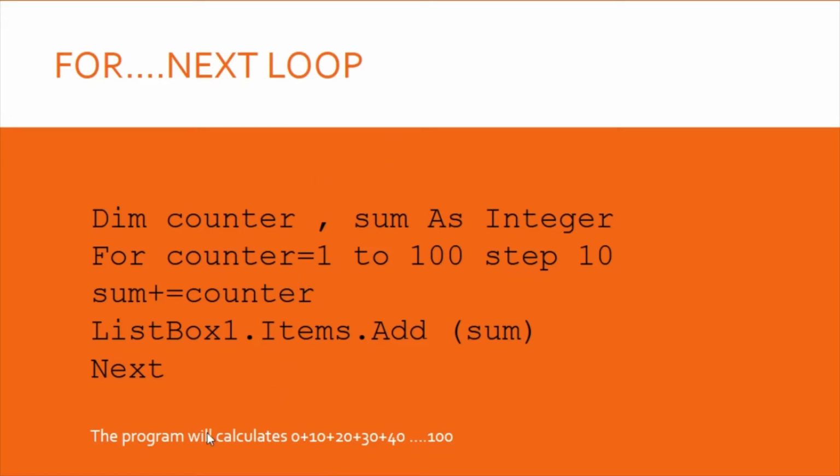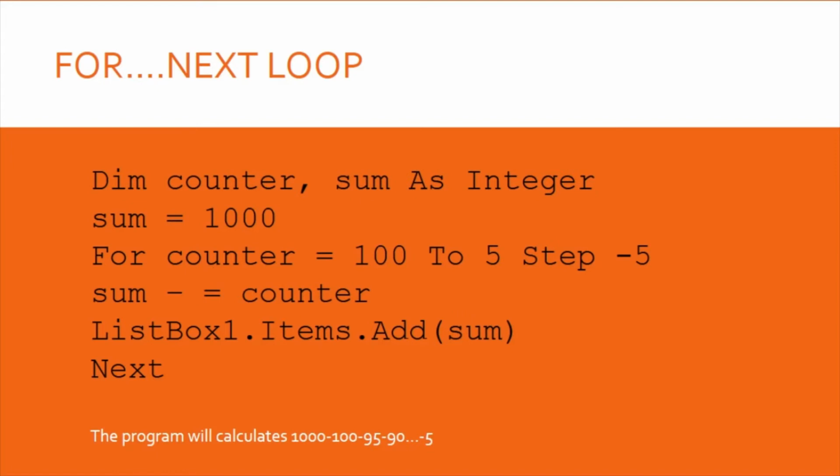For this one, it starts with 1 because we declare counter equal to 1. So after counter equal to 1, sum is 0 plus 1. So it will increment. Okay. The next example here, we use a negative step value. So it will decrease the value from 100 to 5. So the decrement is negative 5, negative 5, and negative 5.